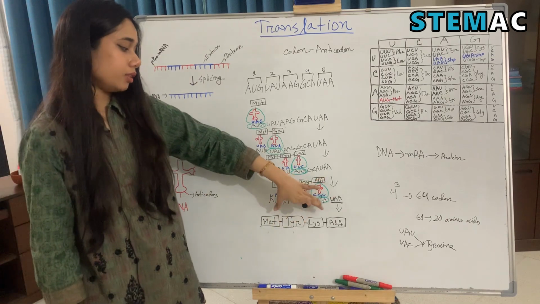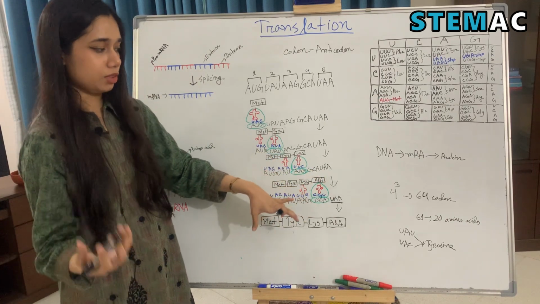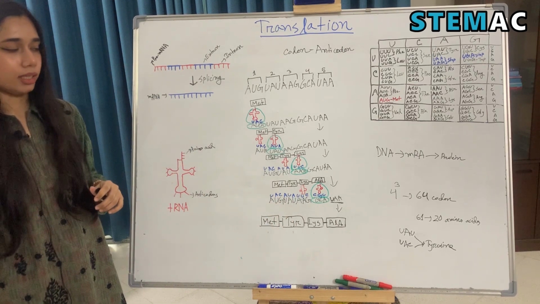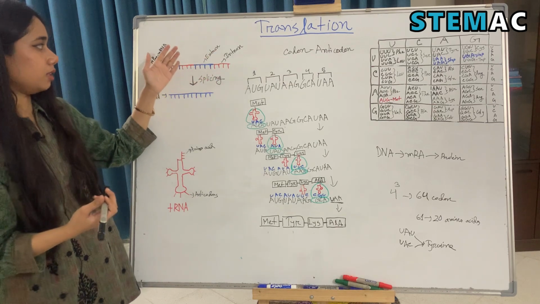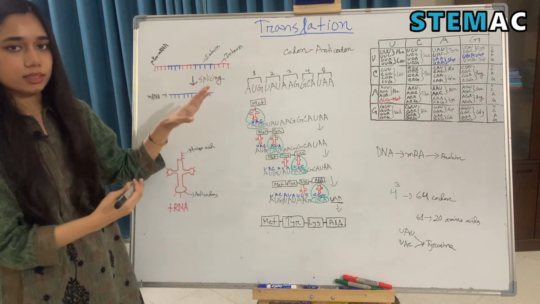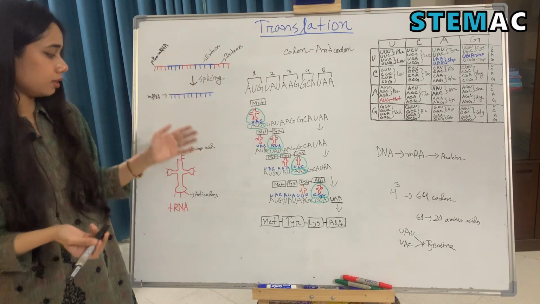Now these amino acids will go through further processing like protein folding, and after that we will get a protein, which we will talk about more in a later video. But basically this is what translation is. This is how an mRNA is translated into an amino acid chain with the help of ribosomal units and tRNA.